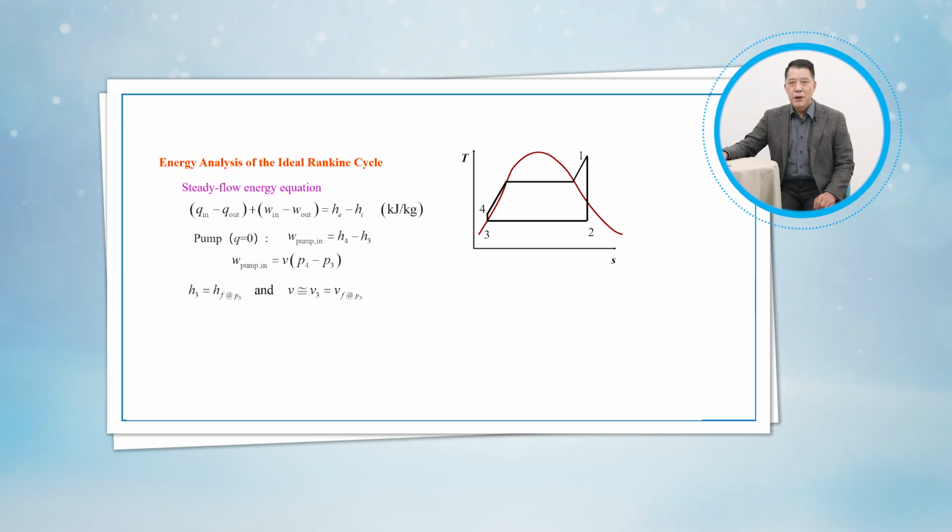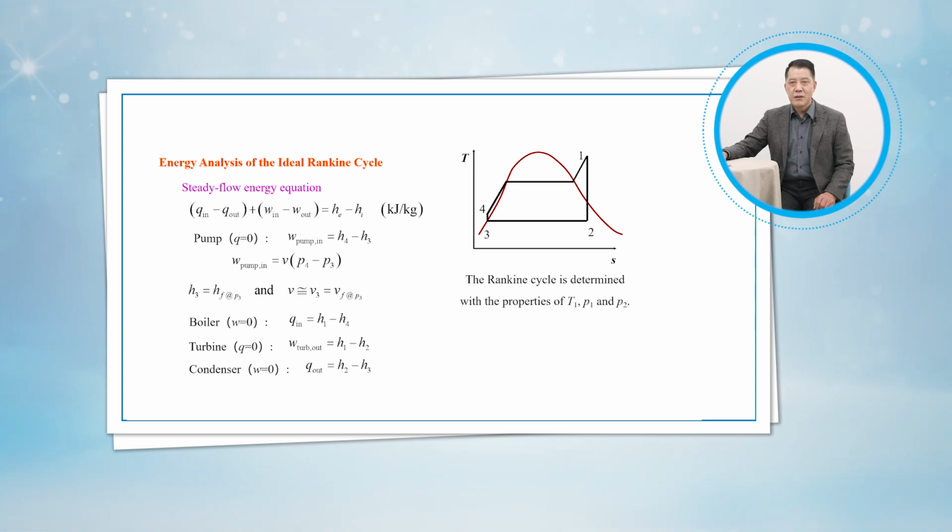For the pump, we have this relation. For the boiler, we have this relation. For the turbine, we have this relation. For the condenser, we have this relation.